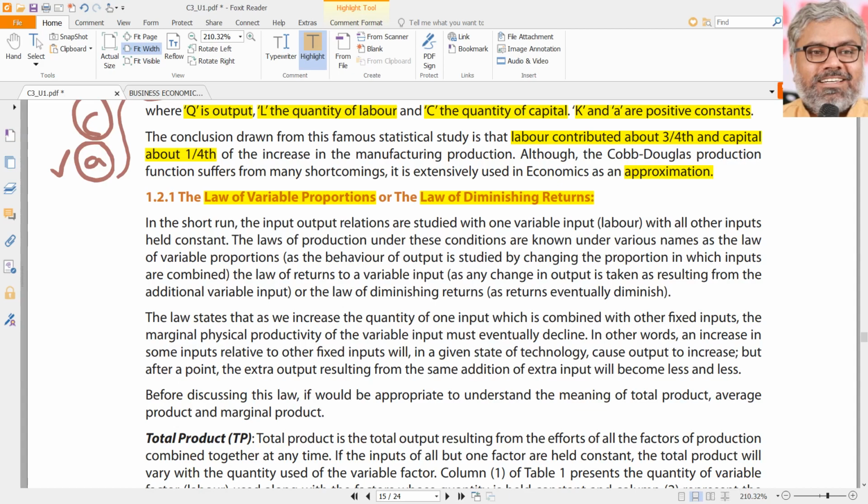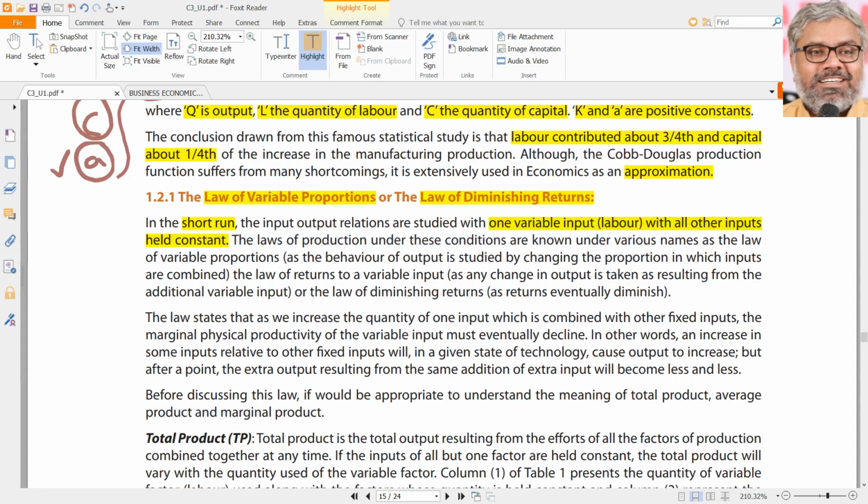Now here, regarding the law of variable proportions or the law of diminishing returns, what is the first and foremost important point to note? Is this law applicable to the short run or the long run? Absolutely short run. The law of variable proportions is a theory applicable only in the short run. And we already know what a short run is. In the short run, at least one of the variables should be constant. But here, when we observe the law of variable proportions, we will study one variable input with all the other variables held constant.